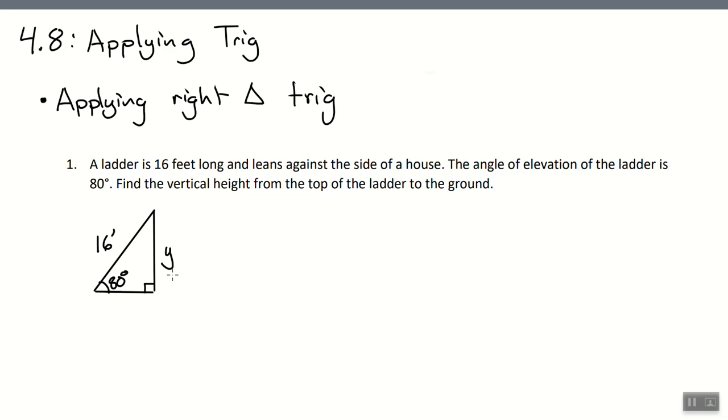This, hopefully, is not a terrible problem. From that angle that's 80 degrees, Huggins, I'm going to look from that angle as my reference point. Which sides do I have? And I'm looking for opposites, adjacents, and hypotenuse.